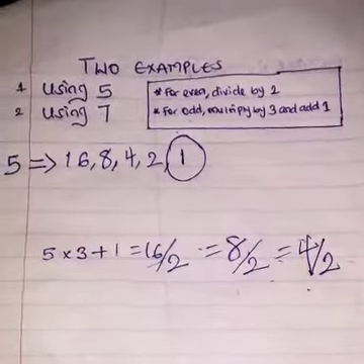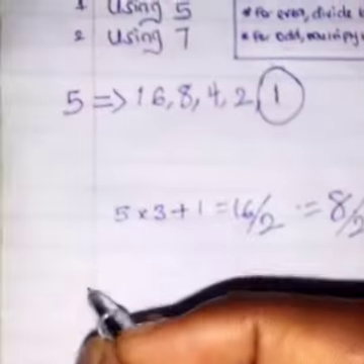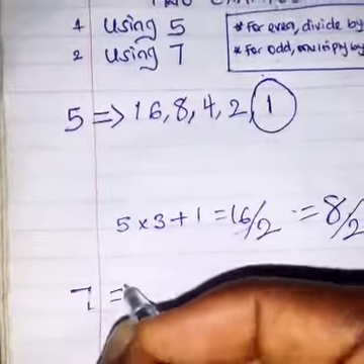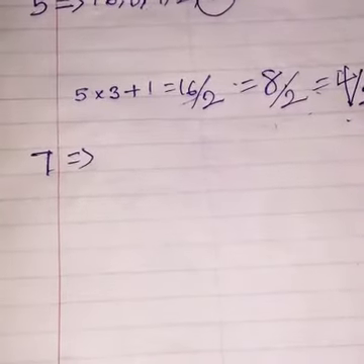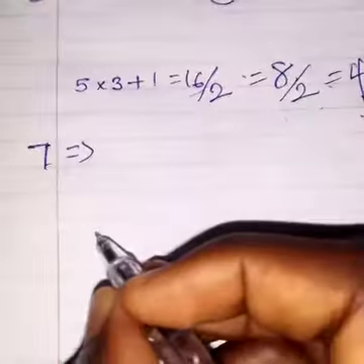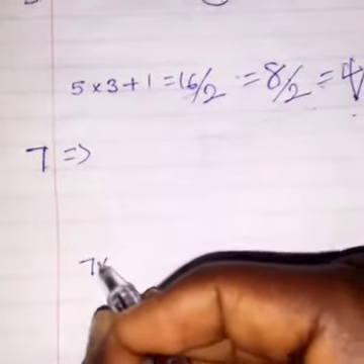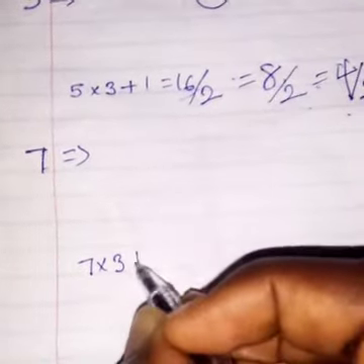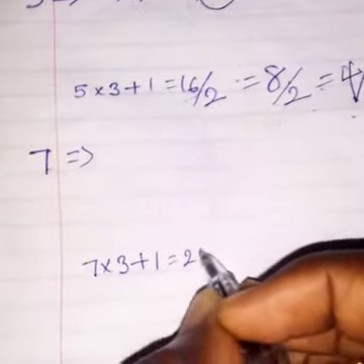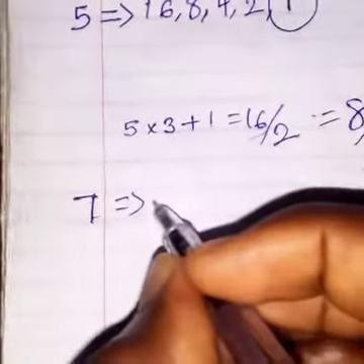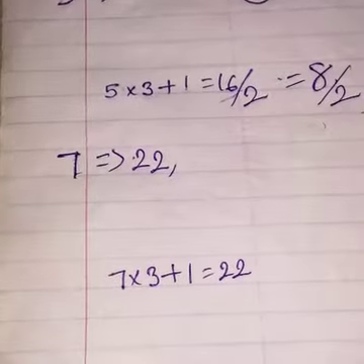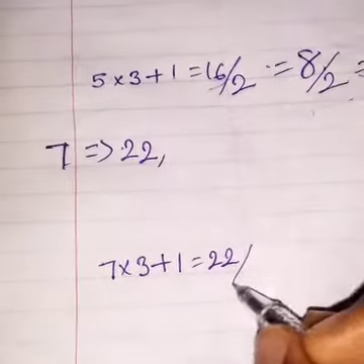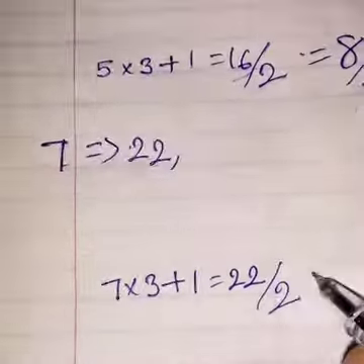Now let's try it out for 7 as well. For 7, since 7 is an odd number, what we have to do here also is to multiply it by 3. So 7 multiplied by 3 is 21, plus 1 we have 22. So 22 here. 22 is an even number, divided by 2. 22 divided by 2 is 11.